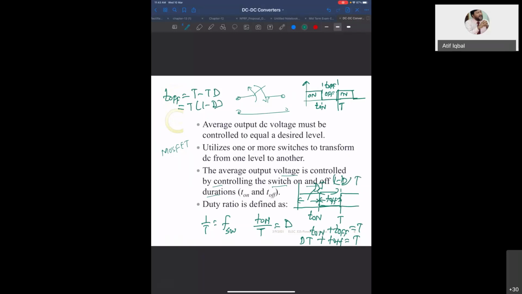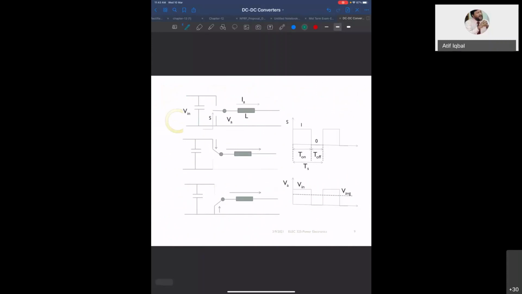This is the off period. Ask me if you do not understand. Okay, all clear. So this is the on period of your switch, and this is the off period of your switch, and the duty ratio you define as T on by T. So you can say that this period is DT and this period is (1 minus D) into T.